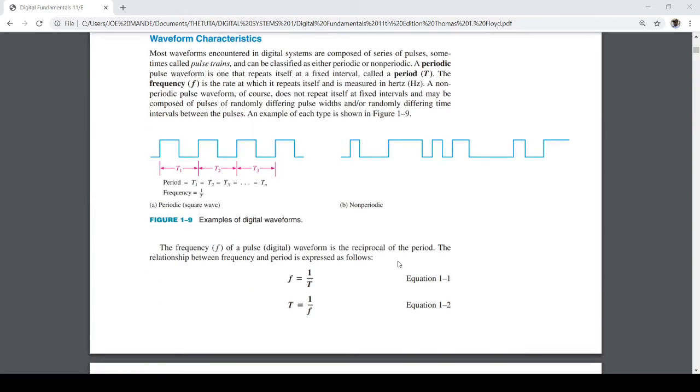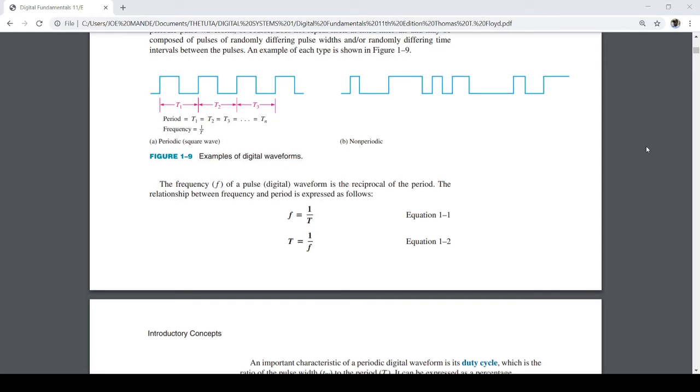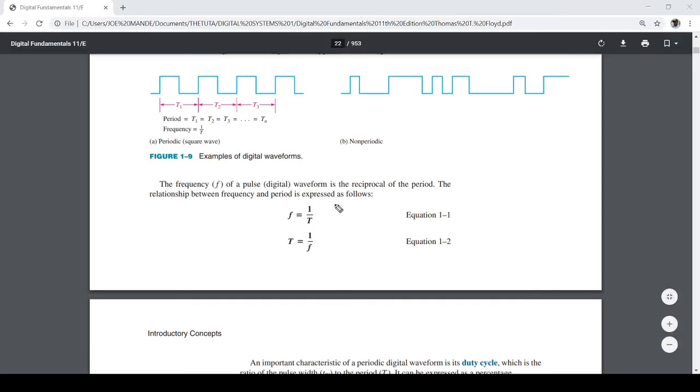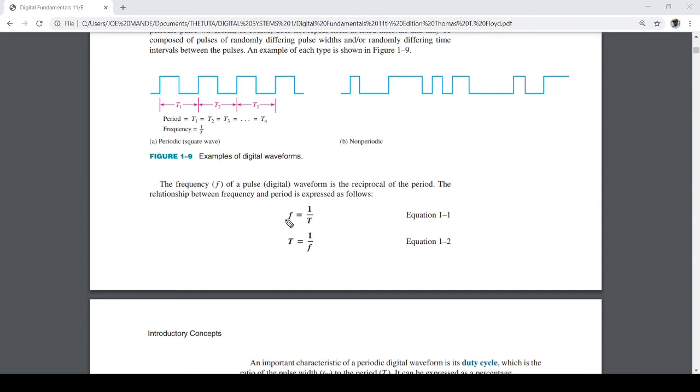So you know the frequency is given as 1 over the period. So you know that your frequency is given by 1 over the period, and your period is going to be the inverse of that, okay?